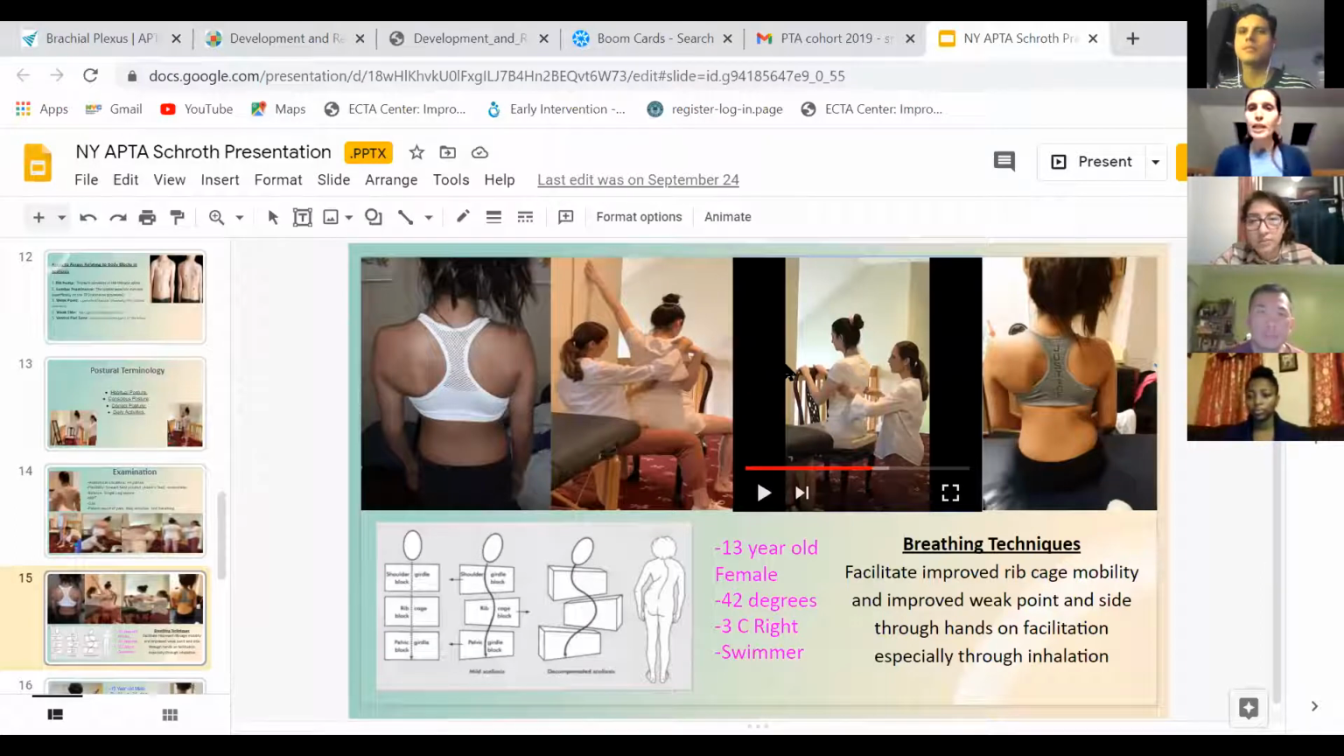Okay? So basically using the breathing helps that rib cage mobility. It helps more of that weak point, because what happens is the lung, as it expands, is actually pushing. So as she breathes in, that lung pushes that side. And I use my hand to facilitate what I'm looking for.